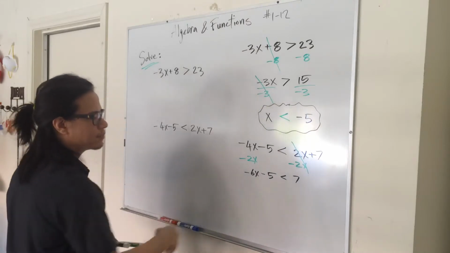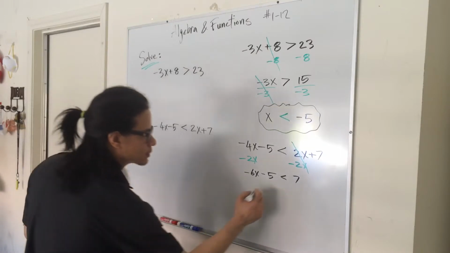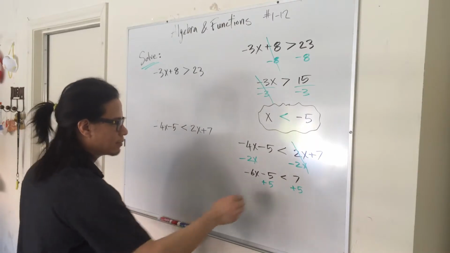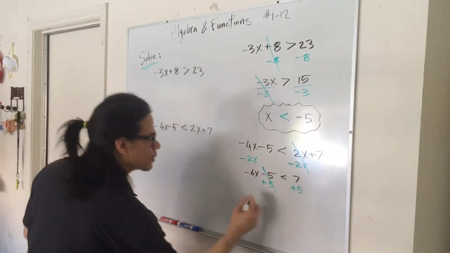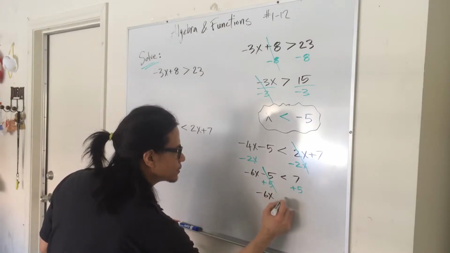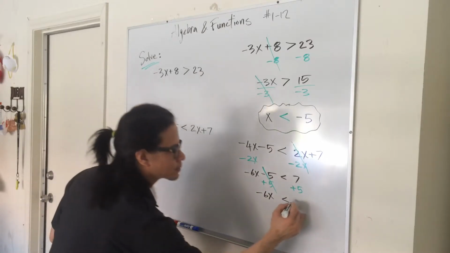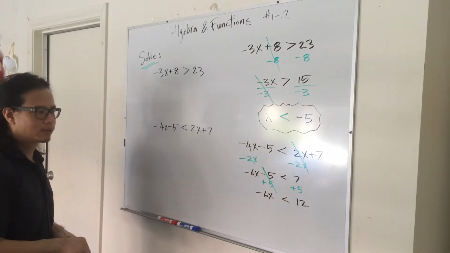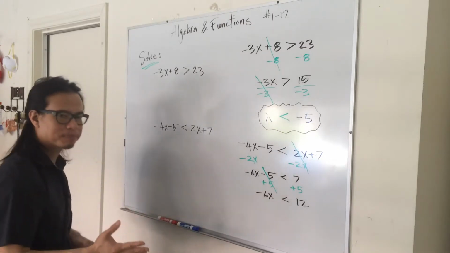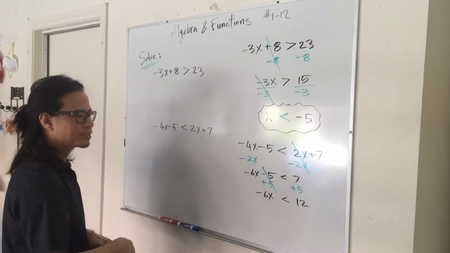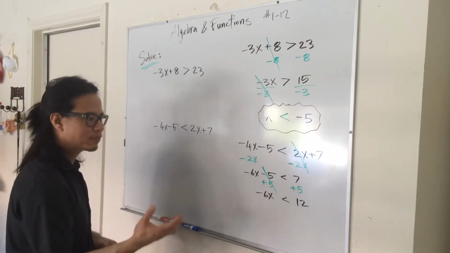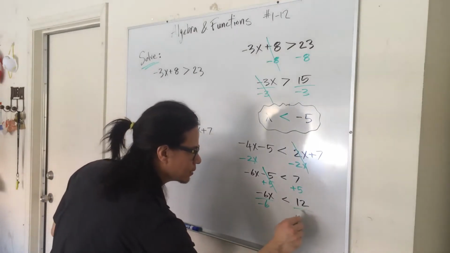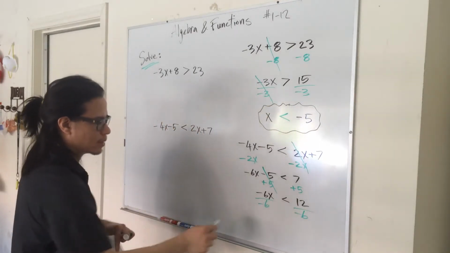Let's get rid of the minus 5. What's the opposite of minus 5? Okay, add 5 to both sides. What you have left is negative 6x is less than 7 plus 5. Okay. Last step. You have x times negative 6. What's the opposite of times negative 6? Divide by negative 6. Okay, that cancels out.